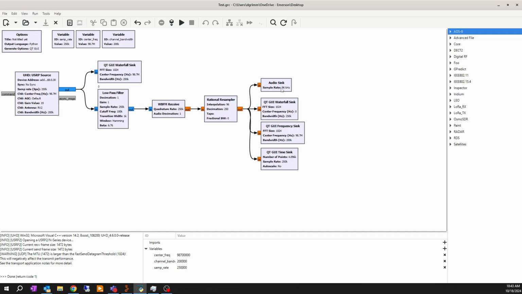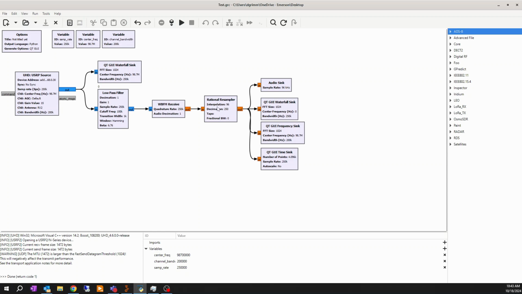So I didn't go back and look. I'm not exactly sure where the mismatch was, but it's important that your sample rate in and out of each of these blocks is consistent. So I do remember what I had last night was a 5 megasamples per second source rate. And then I was decimating that by 20 in the low pass filter for 250 kilosamples out, going to the wideband receiver at 250 kilosamples.